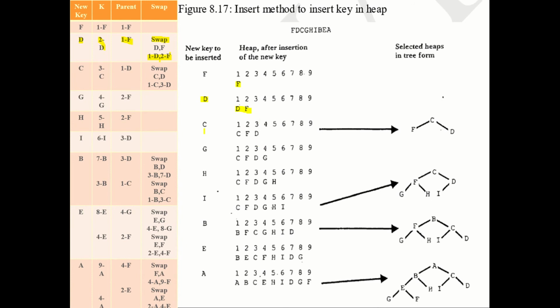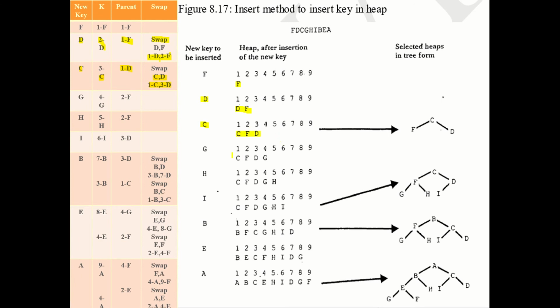Similarly for C. Now C has been inputted. Now when C is inputted, C comes in the third location. Now we'll do 3 divided by 2. Divided by 2 means the parent is 1. So when you do the value comparison of C with D, C is lesser than D. In that case, we have to do exchange of values. So we go for doing swapping of C and D. So now C becomes the first location and D goes to the third location. So that is why we see the swap here, CFD.